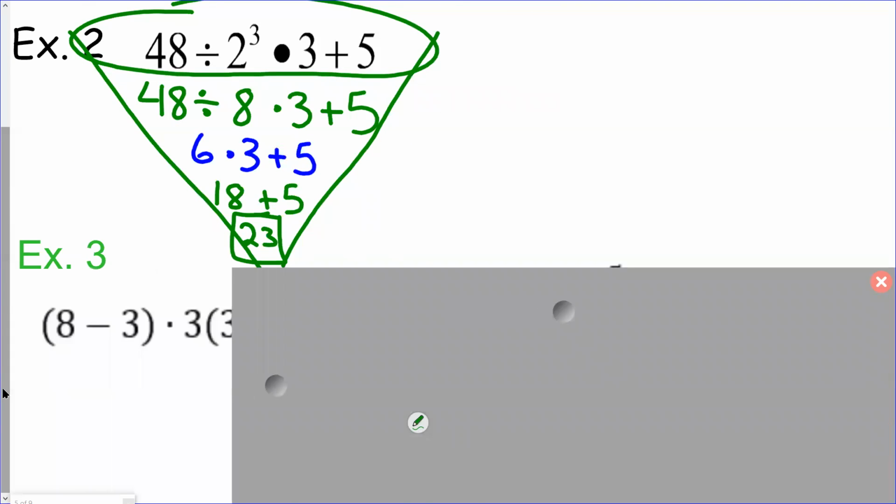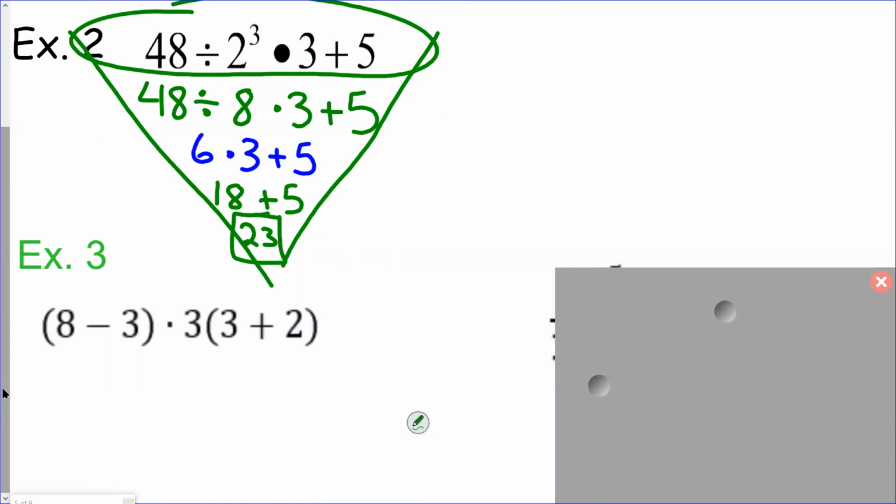All right, let's look at another example. All right, this example, order of operation. Are there any parentheses? Yes, there are 2 sets of parentheses. So let's work on one at a time. Inside this first set of parentheses is 8 minus 3. 8 minus 3 is 5. So we're going to rewrite times 3.